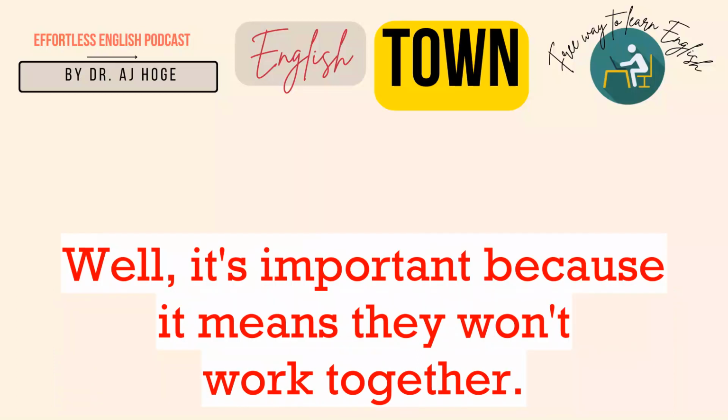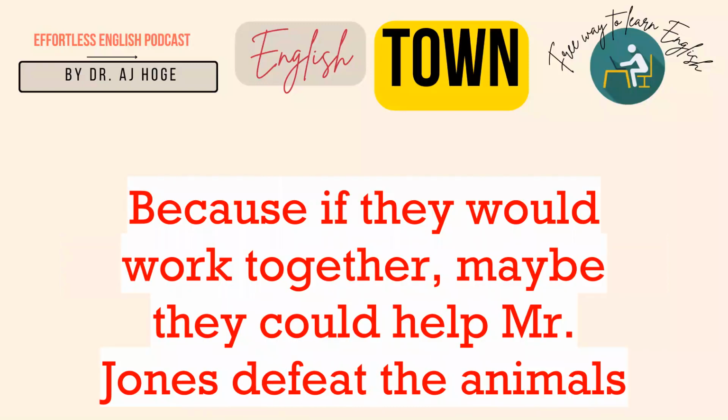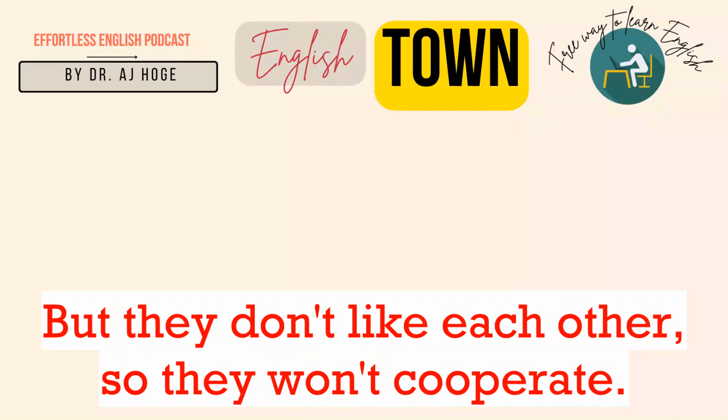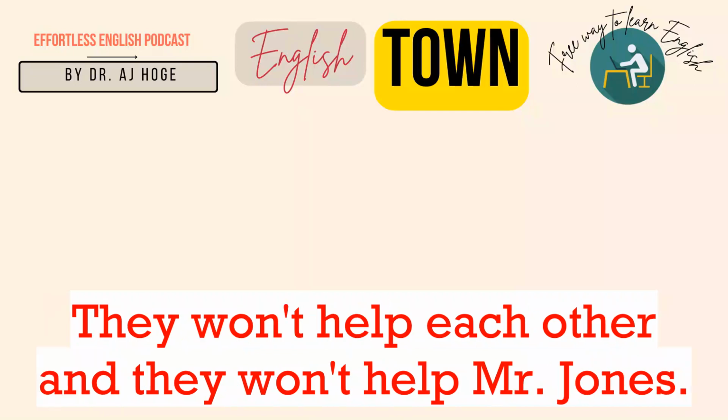So why is that important? Well, it's important because that means they won't work together, right? Because if they would work together, maybe they could help Mr. Jones defeat the animals and get his farm back. But they don't like each other, so they won't cooperate. They won't help each other, and they won't help Mr. Jones.